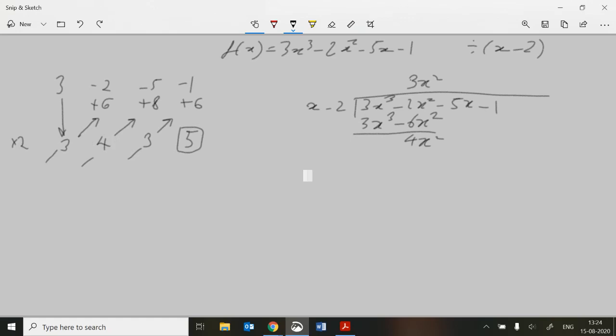Now, when we're doing x into 4x squared, we're getting plus 4x. And so 4x times by this thing here gives us 4x squared minus 8x. And let's bring down this minus 5x here. And when we take those two things away, the minus 8x is going to become a plus 8. And that's this number here. So we've got an answer of 3x here, just like we've got here.